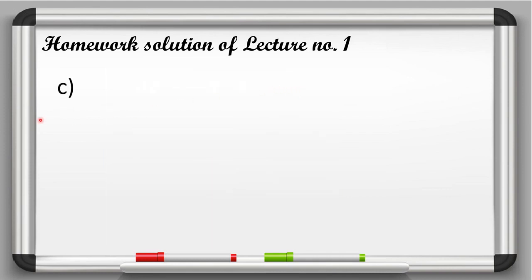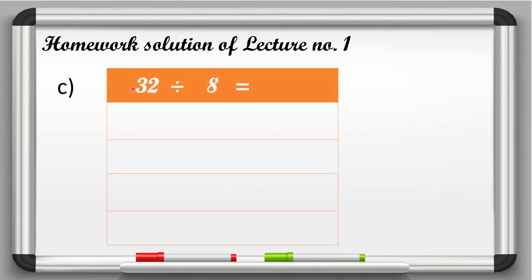Now in C part, it is given 32 divided by 8 is equal to dash. So here we have to subtract 8 from 32 first of all. So we will write here 32 minus 8. So keep 32 in your mind and 8 on your fingers. Let's start backward counting. 31, 30, 29, 28, 27, 26, 25, 24. So we'll write here 24.